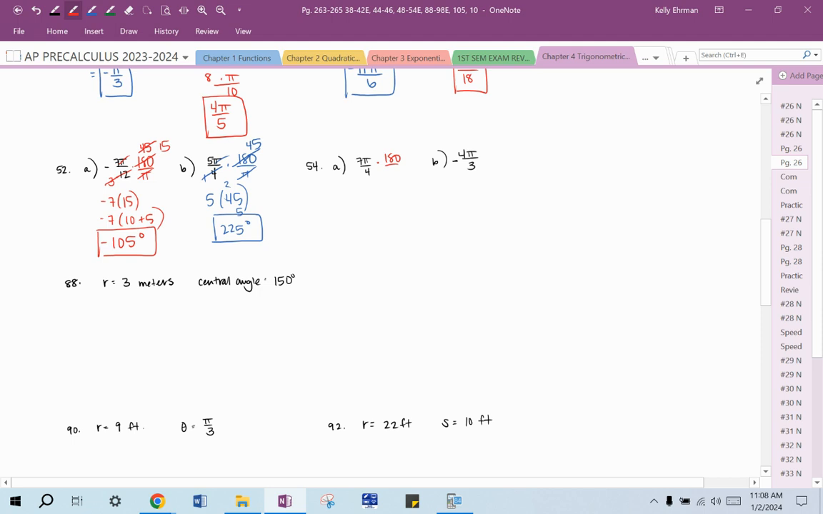Times 180 over pi. Like I said, you're going to get used to 180 over 4 is 45. 7 times 45 is 35. 7 times 5 is 35. 7 times 4 is 28, plus 3 is 31, so 315 degrees. This next one's negative 4 pi over 3 times 180 over pi. Pi's cancel. 180 over 3 is 60. 60 times negative 4 is negative 240 degrees.